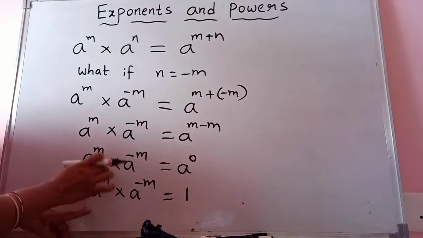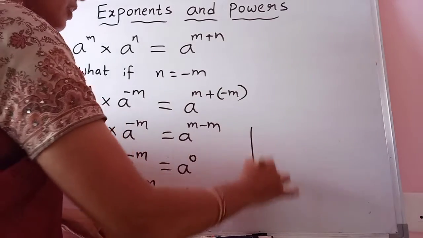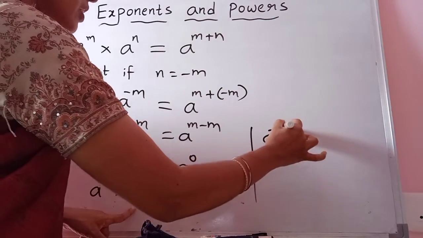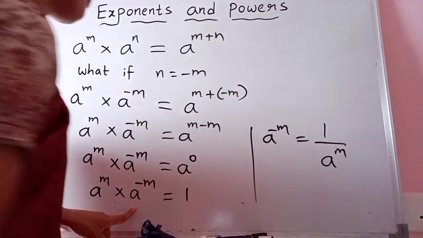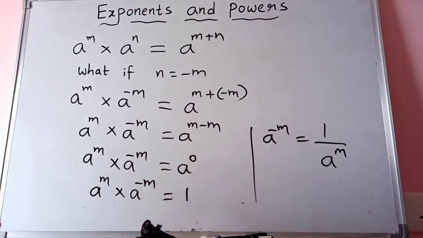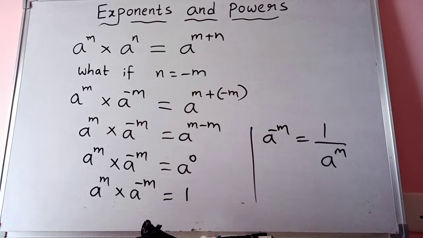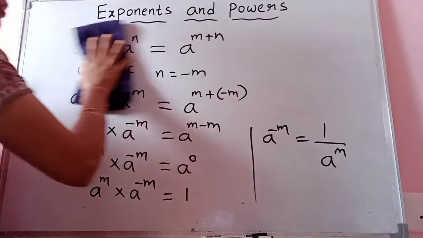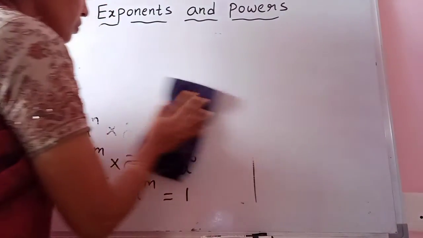Then shifting a power of m towards the right side, transposing this term, I get a power of minus m is equal to 1 by a power of plus m. Okay children, in this way we can prove this formula. A power of minus m is nothing but 1 by a power of plus m. I hope this formula is clear to you and you can easily remember it also.